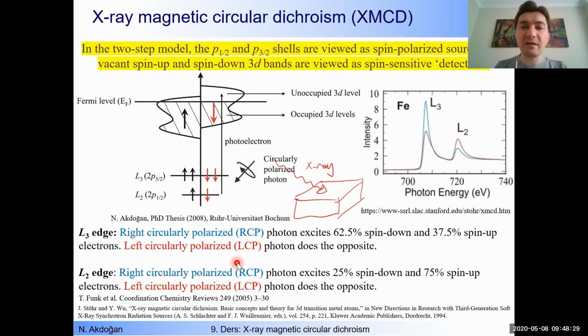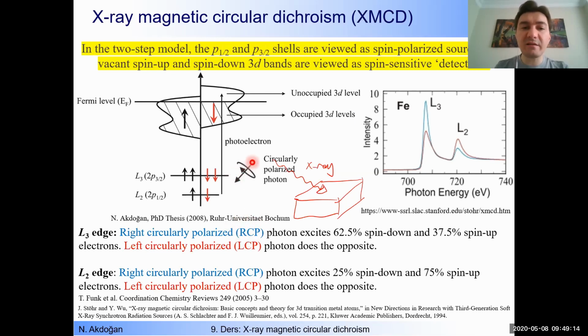Now let's try to analyze it. Okay, it is very simple. Just try to stay on the line. So let's consider that the incoming energy of the X-rays is around the L3 edge, okay? We have adjusted the energy to this L3 edge, let's say, okay? And then we are using right circularly polarized light. We have discussed the polarization during the last lecture, okay? I will not go into detail. So we are using RCP.